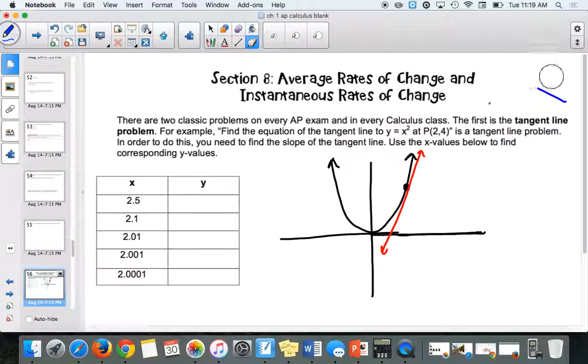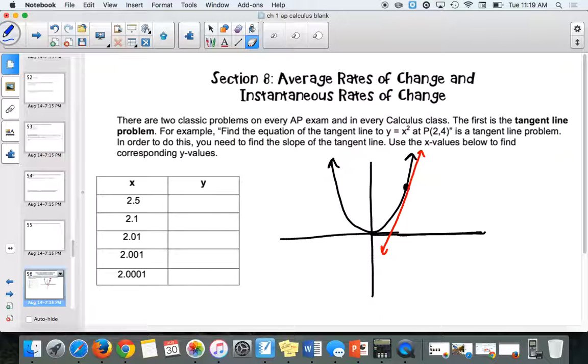All right, so if we're trying to figure out the slope of this tangent line, we use something called a derivative. So we have not learned how to take a derivative yet. We're going to do it right now. We did a little bit of this in pre-calc. We did not do it in summer pre-calc. Okay, so we're going to do it with a table first, and then I'm going to show you with the equation. So in order to do this, you need to find the slope of the tangent line.